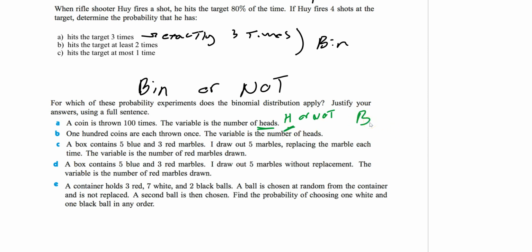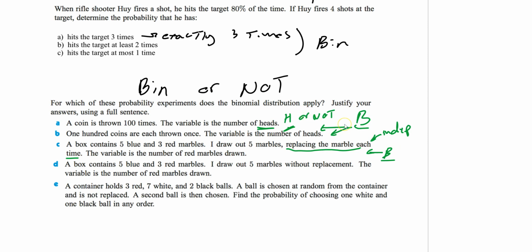100 coins are each thrown once. The variable is the number of heads. That's pretty much the exact same situation, so yes, it's binomial also. Off to a good start. A box contains 5 blue, 3 red marbles. I draw out 5 marbles, replacing the marble each time. There's the key. Replace the marble each time. That means the odds are not changing. That means it's independent. And the question is the number of red marbles, so you have 2 options. It's either red or not red. That's also binomial. So far, we're 3 for 3.